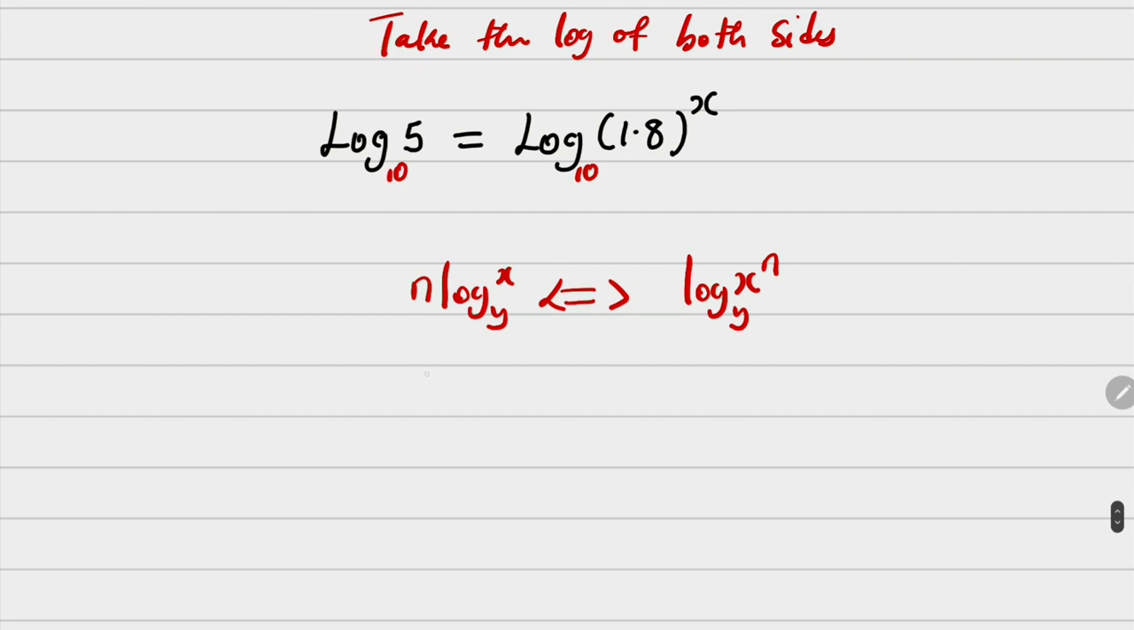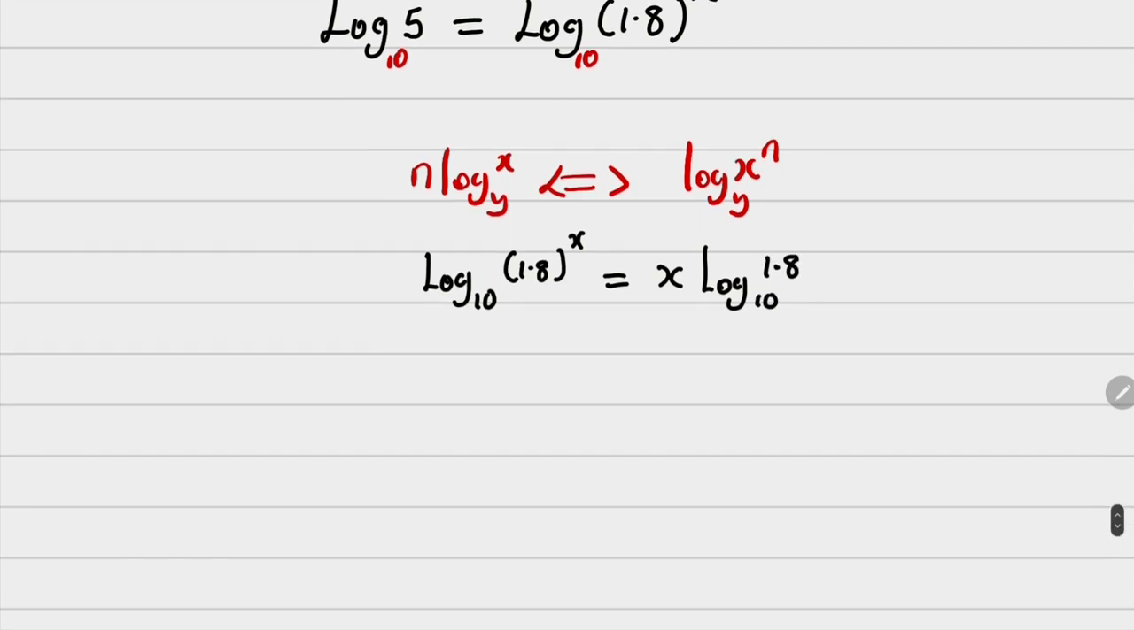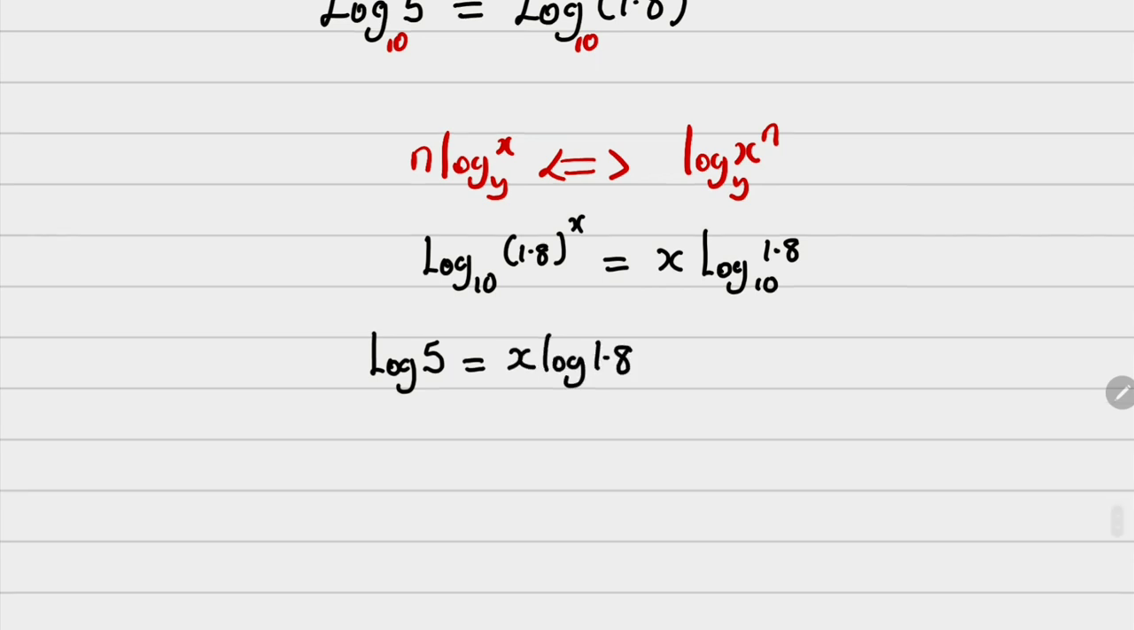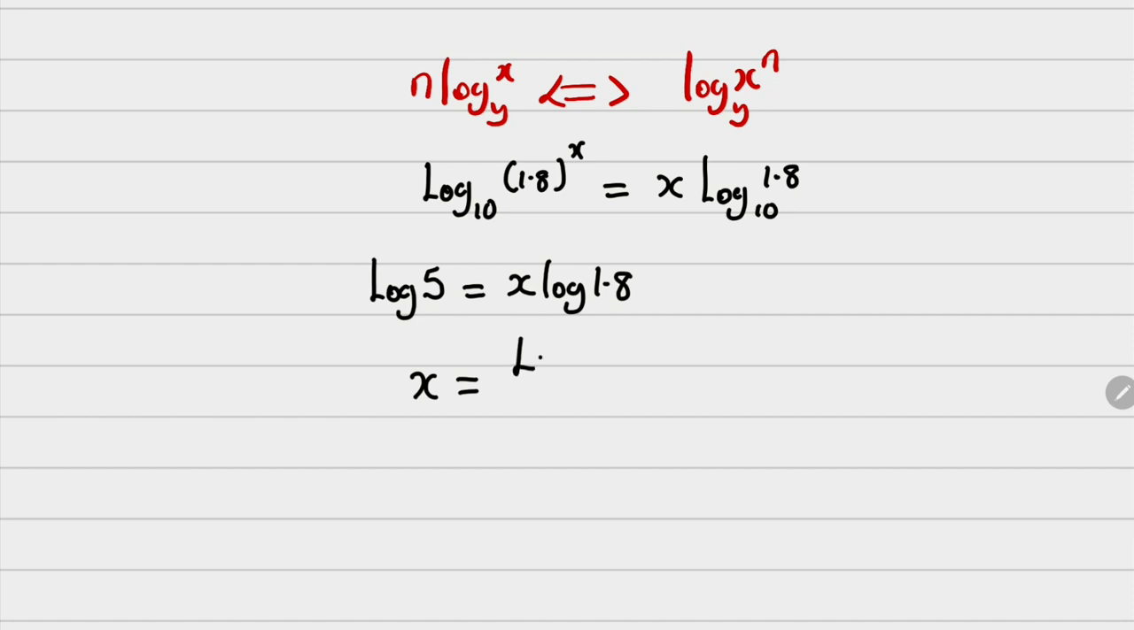Hence, in this case, my log of base 10, then I have 1.8 all raised to power x, I can have it as x log of 1.8 base 10. All right. So therefore, this will now be log of 5 is equal to x log of 1.8. So that x will now be equal to log of 1.8, sorry, not 1.8, log of 5 divided by log of 1.8.